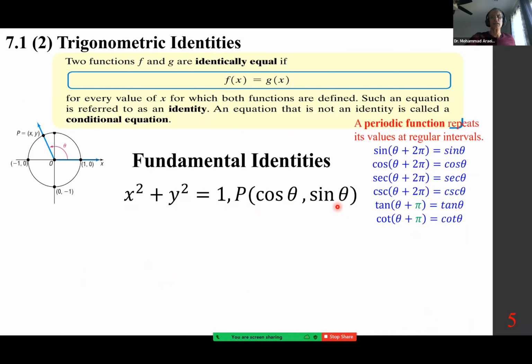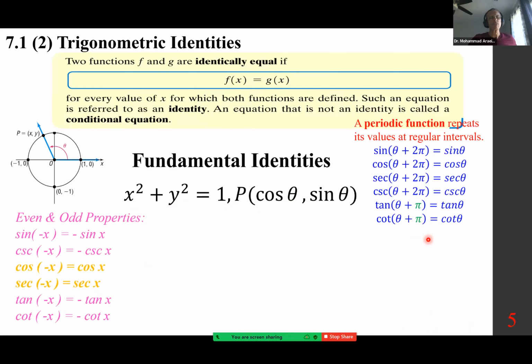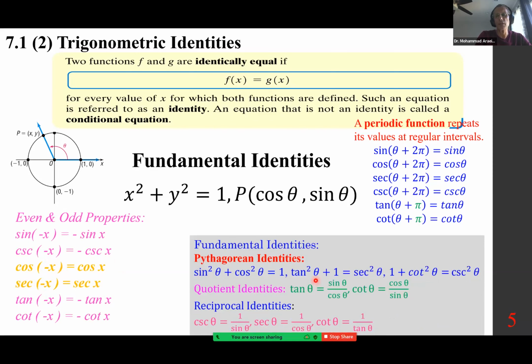We looked at the periodic functions. Every trigonometric function is a periodic function with a period of 2 pi, except tangent and cotangent. Then all of them are odd functions with the exception of cosine, which is even, and secant follows as well. We have Pythagorean identities. Sine squared plus cosine squared is 1. Tan squared plus 1 is secant squared. 1 plus cotangent squared is cosecant squared.